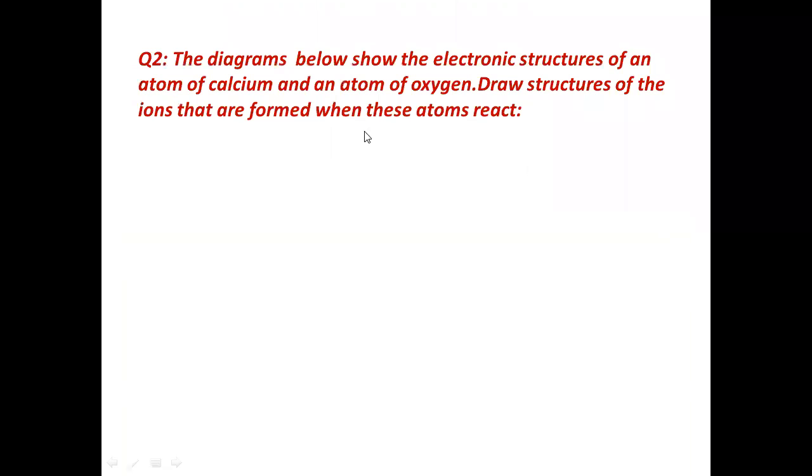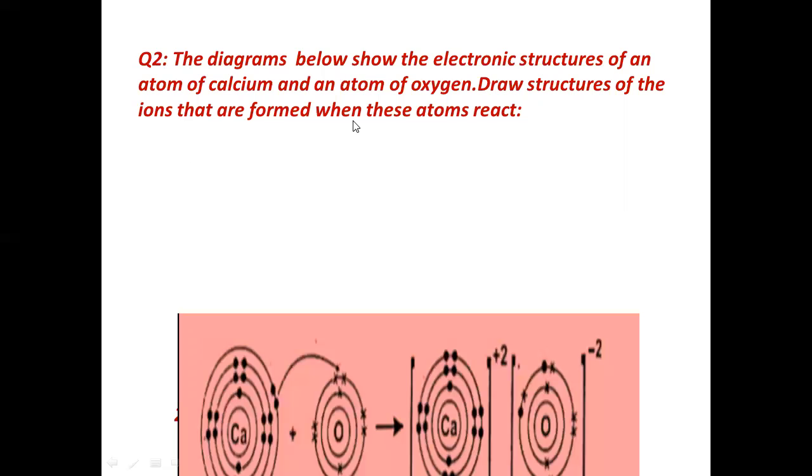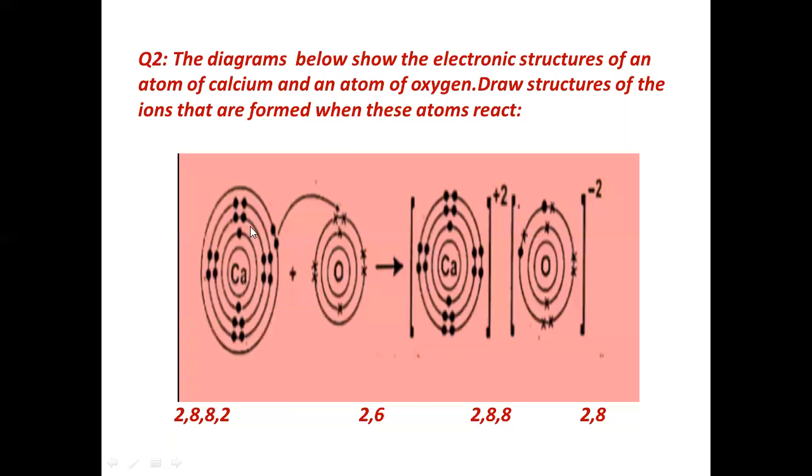The diagram below shows the electronic structure of an atom of calcium and an atom of oxygen. There are structures for the ions that are formed when these atoms react. We have calcium and oxygen. You can see calcium is present in group 2, so it has 2 electrons in the outermost shell: 2 electrons in the first shell, 8 in the second, 8 in the third, and 2 in the last shell. Second, 2 electrons in the case of oxygen in the first shell, 6 in the last shell.